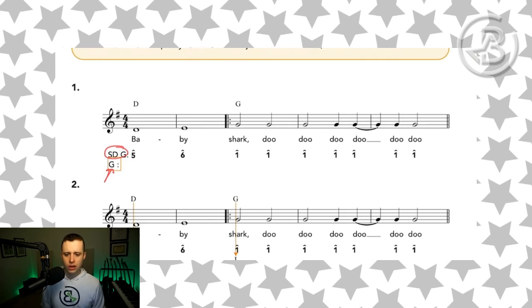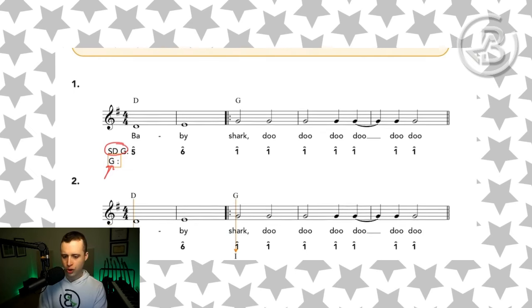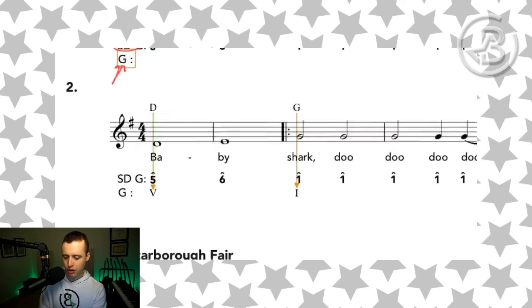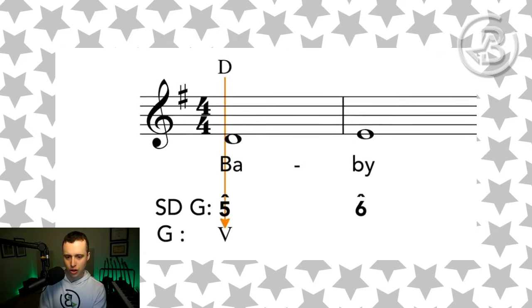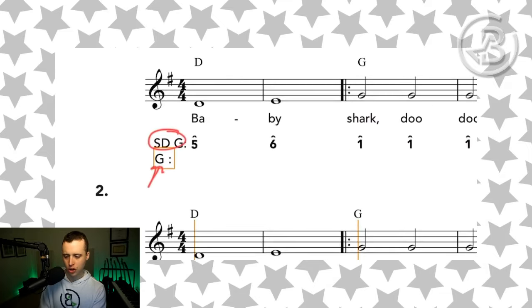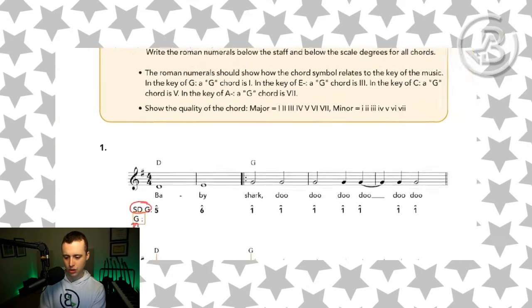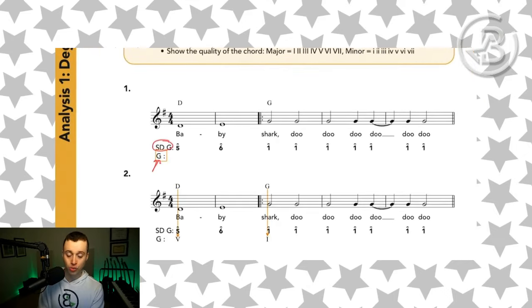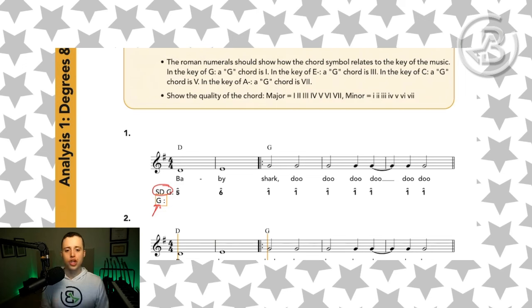Step number two is you're going to write one Roman numeral directly below each chord symbol. You see that? Directly below each chord symbol goes a Roman numeral. And you're going to write the Roman numerals for the key that you think the song is in, which you just did for the scale degrees as well. Now, here's a couple of tips. The chord symbols should show how the chord relates to the key of the music.